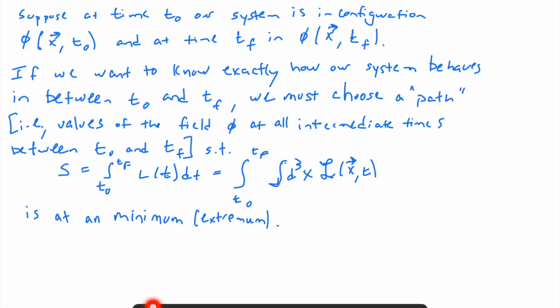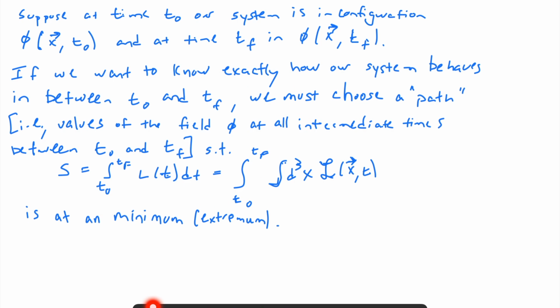We end at tf, where we have a fixed value of phi at every given point in space. Between those two, we try every possible path. Associated with any particular path, which in this case is a field value specified everywhere in space between those two times, we can calculate a Lagrangian, and then we integrate that with respect to time, and then we get an action for that path.